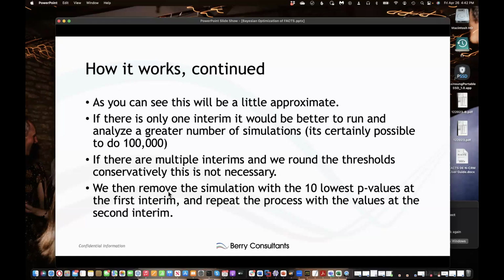And of course, once we've done this for the first interim, we remove from the data we're looking at the simulations with the 10 lowest p-values, because of course, those simulations will have already stopped. And so we don't include the p-values from those simulations at the second interim when we repeat the process to look at the cut point for the second interim.